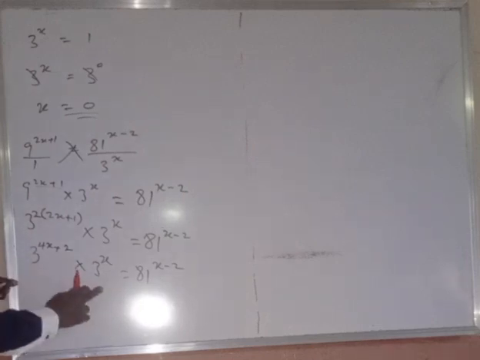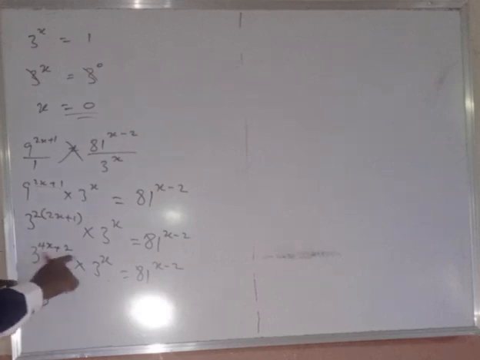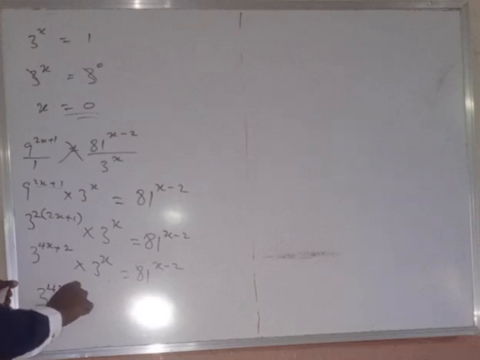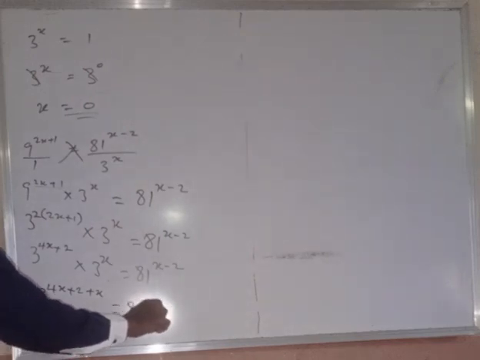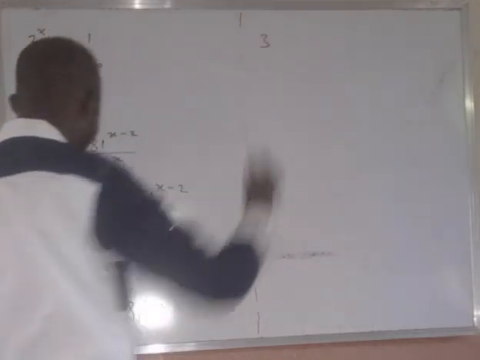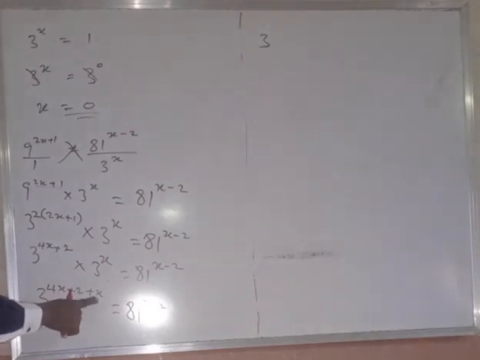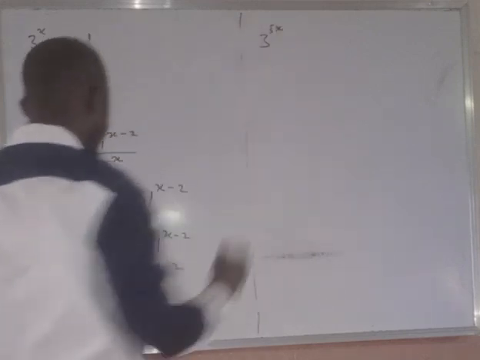Now, base is the same. So that means we choose a single base, Abi. And once we do this, times will now be acting as what? Addition. What will it now be adding? It will be adding the powers. Alright? So there we can say 4x plus 2 plus x is equal to 81 raised to power x minus 2. Right? So let us clean this place first by writing it as 3 raised to power 4x, we add x, Abi. 4x plus x, so that becomes 3 raised to power 5x.